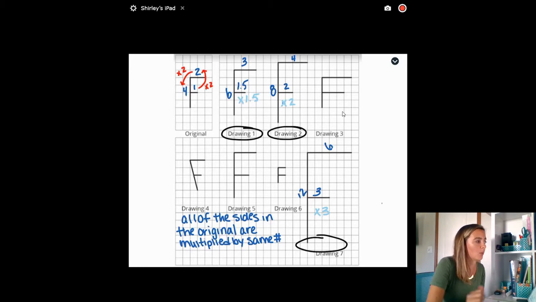So again, you should have picked number 1, number 2, and number 7. Number 5 was hard to pick. It looked pretty similar. However, that middle piece is not half the length of the top. Neither is drawing number 6. The middle and top are exactly the same length. So I have to make sure the whole shape is following the same patterns I see in the original.